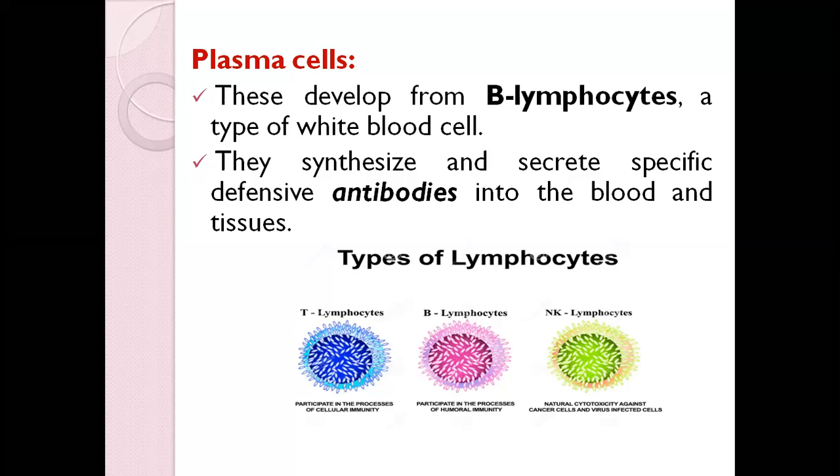So this is actually the plasma cells. The plasma cells develop from the B lymphocytes, and the main function of these plasma cells is that they secrete antibodies. When you learn immunity, you will be more clear about all this. For now, just remember plasma cells are those cells developed from the B lymphocytes, and their main function is to synthesize and secrete specific defensive antibodies. The main function of the antibodies is to fight against foreign materials entering inside our body.